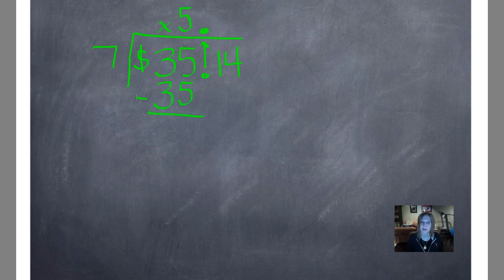Now I'm going to subtract. 35 minus 35 is 0. And bring down the 1. 7 goes into 1. It doesn't, so I'm going to put a 0 right there because it's already part of my answer. 7 times 0 is 0. And 1 minus 0 is 1. Bring down your 4. Keep your lines and columns nice and straight and lined up. 7 goes into 14 2 times. 7 times 2 is 14. 14 minus 14 is 0.